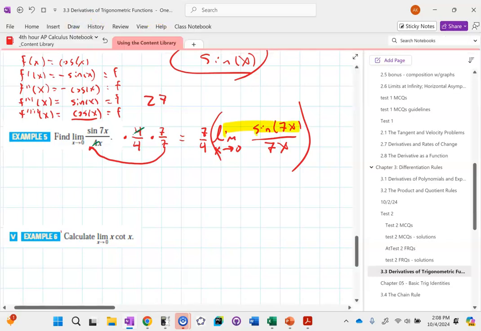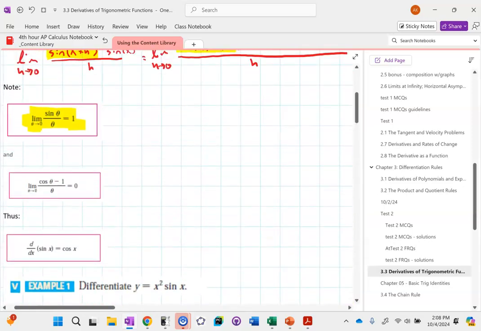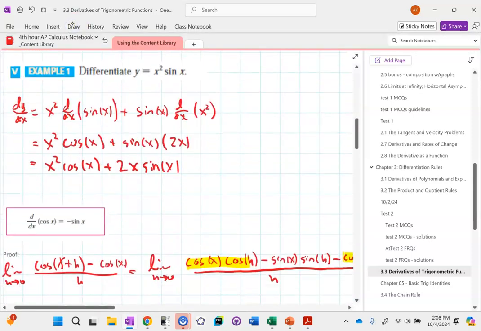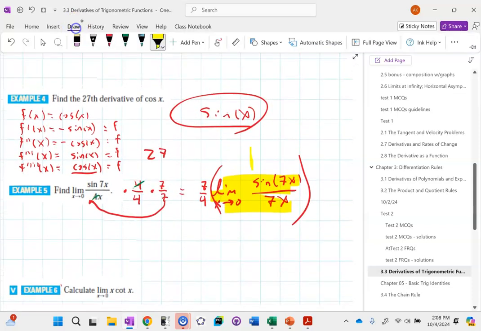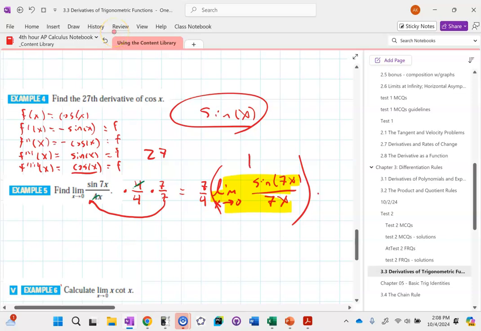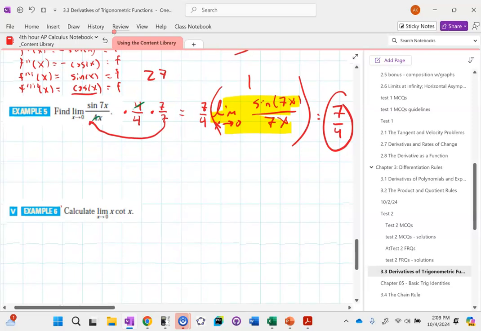What's the advantage now? Is this a limit I have an identity for? It's just 1, right? So I'm just left with 7/4. Ooh, Mr. Kulik. That was pretty nice.